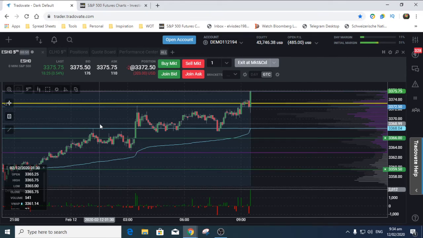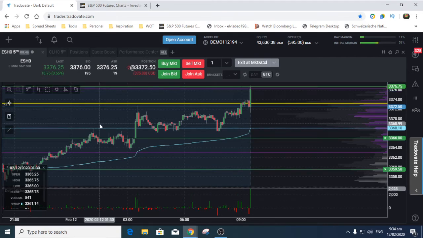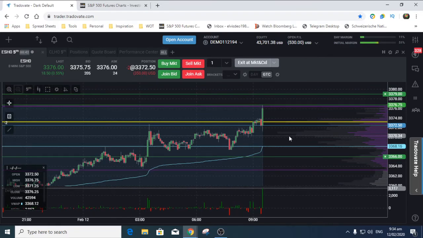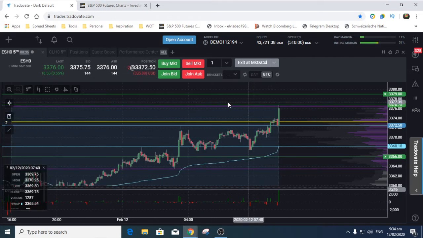Continuation may put us in a bit of a bind. I need to get some coffee. Yeah, that is continuation. May get stopped out on that. We know exactly where our stops are located. Our stops are located there.